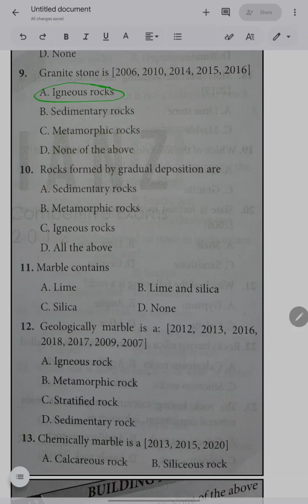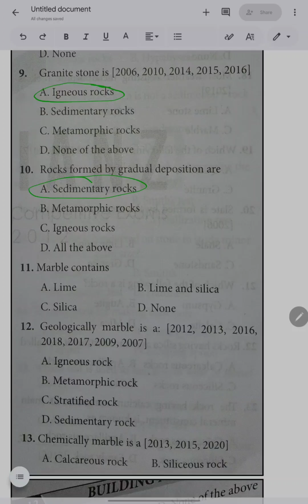The next question. Rocks formed by gradual deposition are called sedimentary rocks, metamorphic rocks, igneous rocks, all the above. So here the answer is sedimentary rocks. Very simple questions. Rocks formed by gradual deposition are called sedimentary rocks.